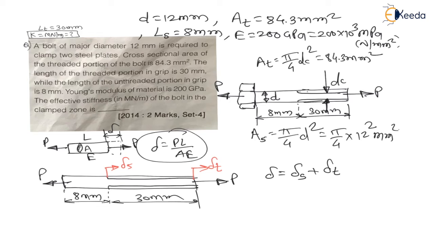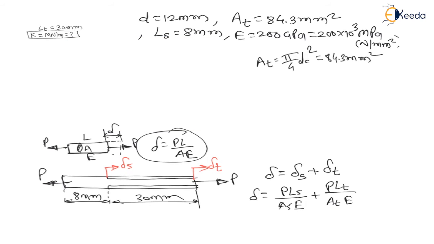Force is same in both, my dear students. Hence we can say change in length is equal to P into length of shank divided by area of shank into Young's modulus, plus P into length of threaded portion divided by area of threaded portion into Young's modulus. Therefore the change in length is equal to P by E into length of shank divided by area of shank plus length of threaded portion divided by area of threaded portion.